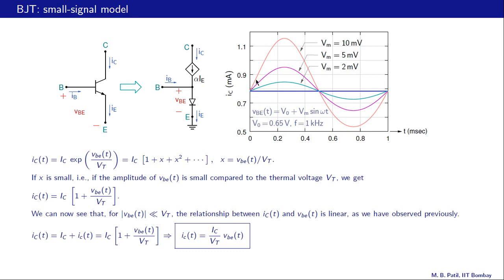In this other case, we noticed earlier that there is significant distortion. Now in this case Vm is 10 millivolts, and therefore the maximum value of x is 10 by 25. 10 by 25 is 0.4, and that is not small compared to 1 anymore, and therefore we cannot ignore terms like x squared and x cubed and so on with respect to x, and therefore this relationship is not valid anymore, and that is the cause for this distortion.